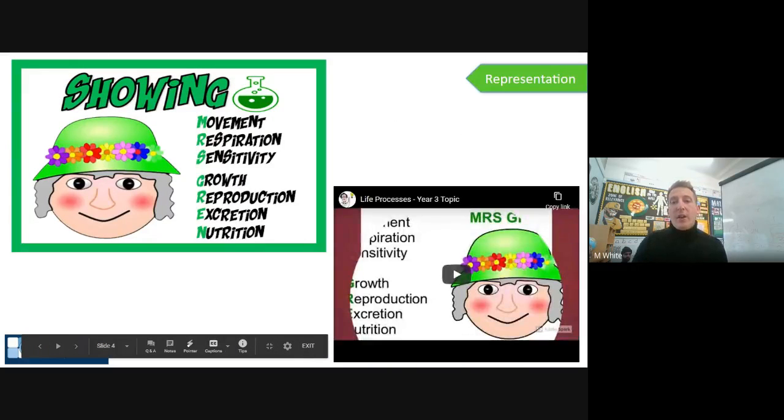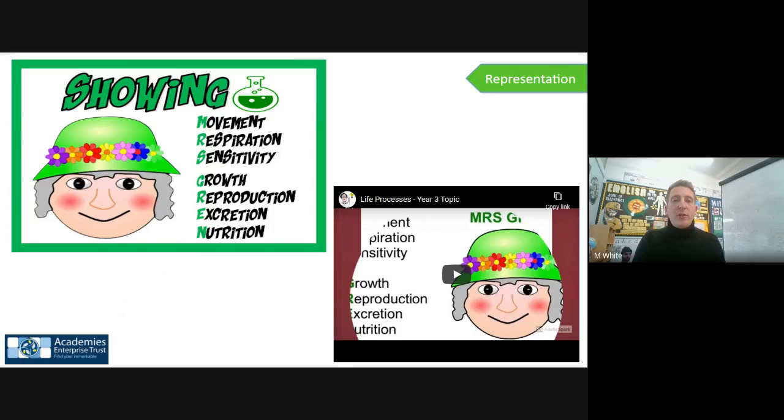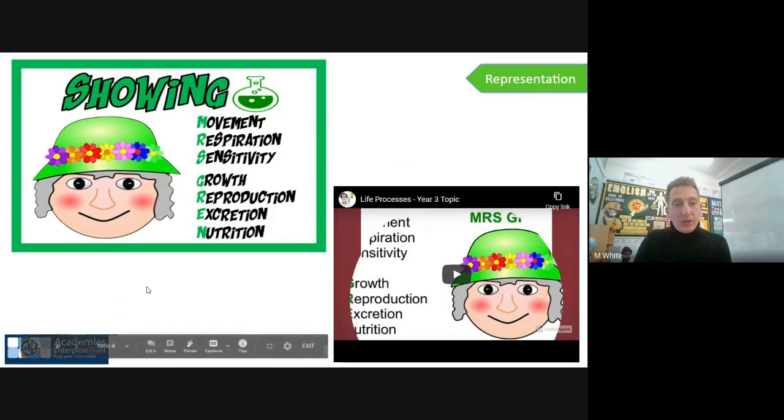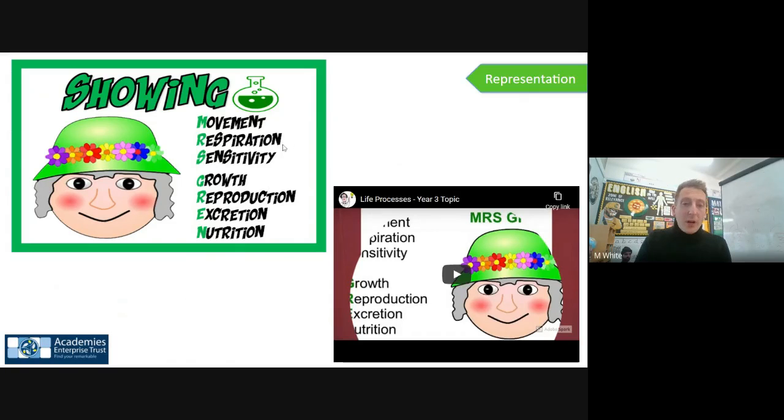So the first thing that I'd like you to do is obviously to try and think back to year 3 when we looked at Mrs. Gren. Now, Mrs. Gren isn't just an old lady. She does represent these words here: movement, respiration, sensitivity, growth, reproduction, excretion, and nutrition.